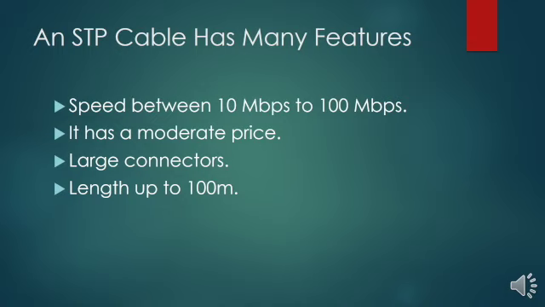A shielded twisted pair cable can have many features. They can support speeds between 10 megabits per second to 100 megabits per second. It has a moderate price. They have large connectors, and their length can be up to 100 meters.